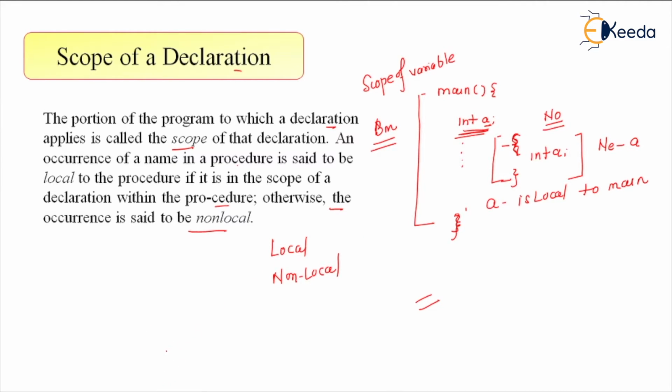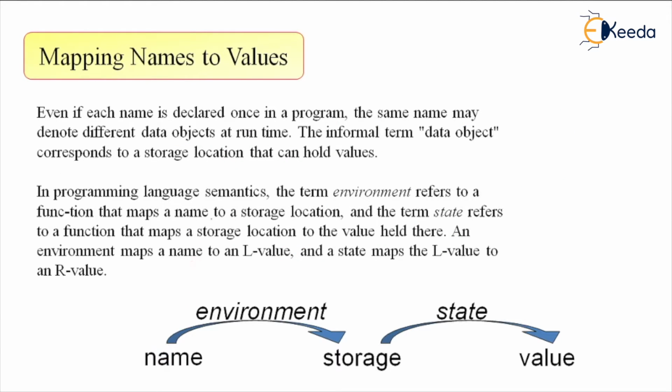Now the next is mapping names to values. Even if each name is declared once in the program, the same name may denote different data objects at runtime. When we started the introduction of the runtime environment, I told you that there can be different data objects. Informally, the term data object corresponds to a storage location that can hold a value.